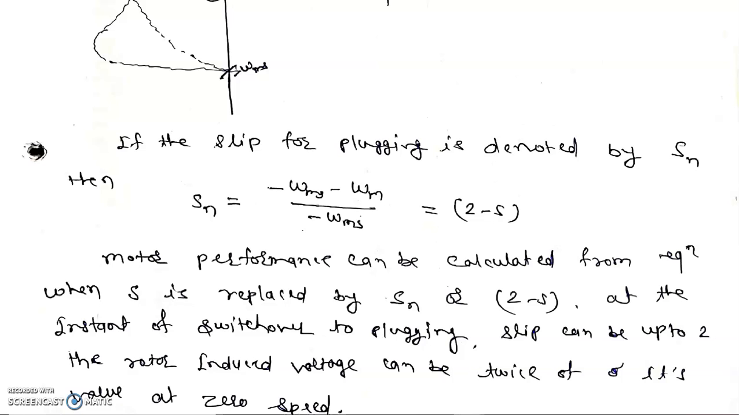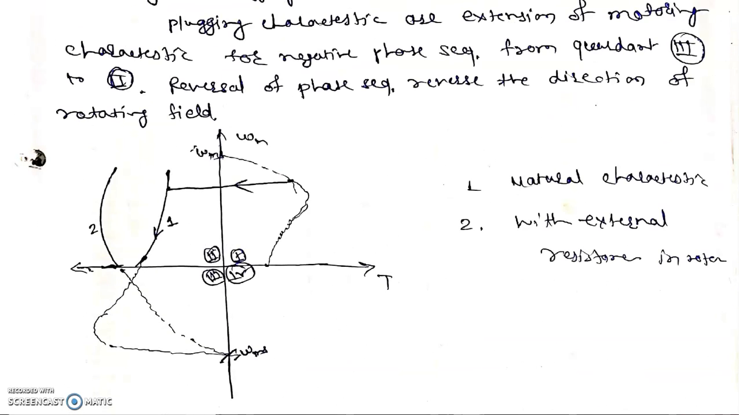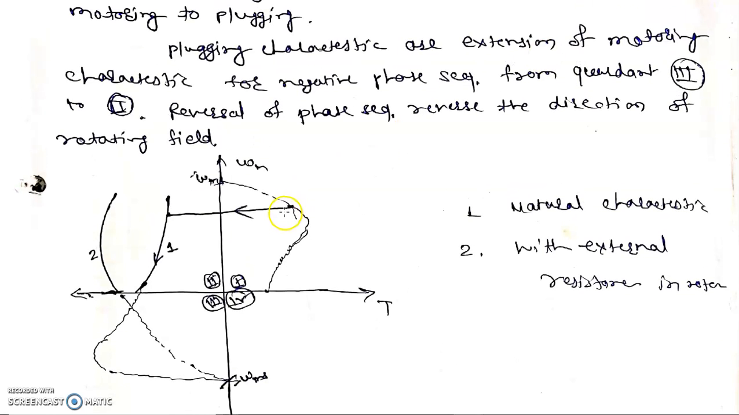So if we plot the characteristic of plugging, when we shift from motoring to plugging, we have to replace the value of slip in the basic equation of induction motor by 2 minus s, and then we can plot the characteristic. When we plot it, it is the extension of the motoring characteristic for negative phase sequence from quadrant 3 to quadrant 2.